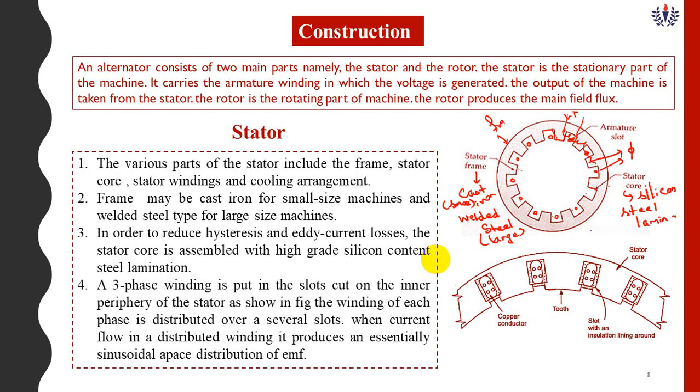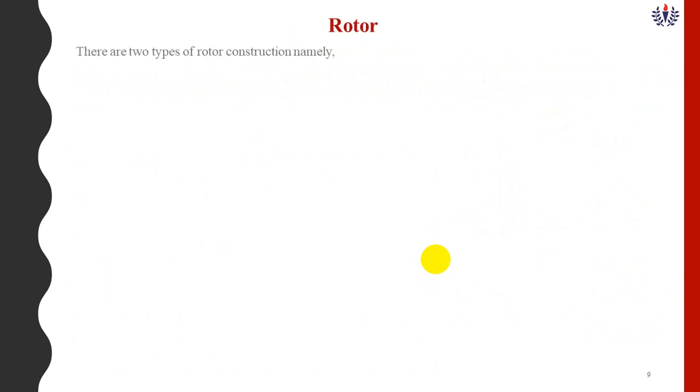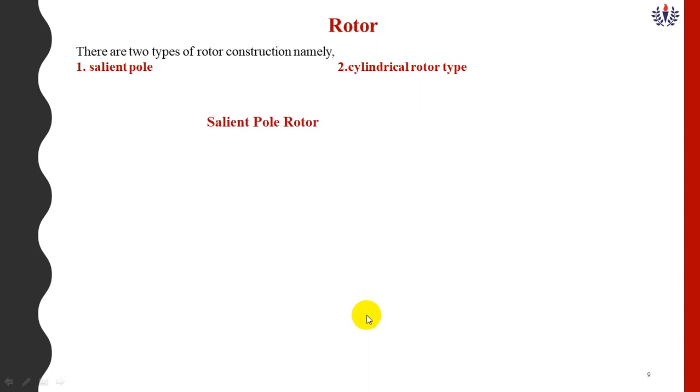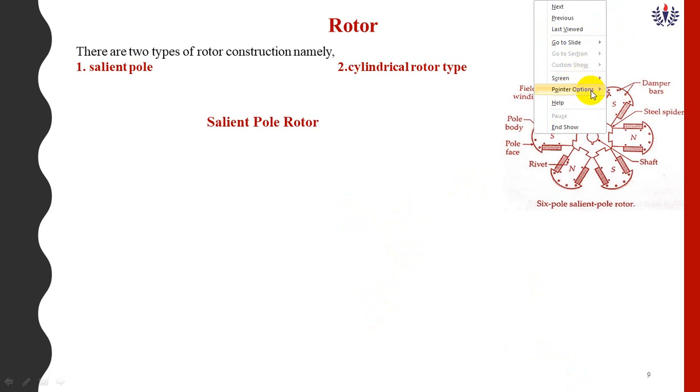But when you come to the rotor, the rotor has two types. One is the salient pole, another one is the cylindrical rotor type. The rotor construction is classified into these two types. First we will see the salient pole. This is the diagram of the salient pole structure.